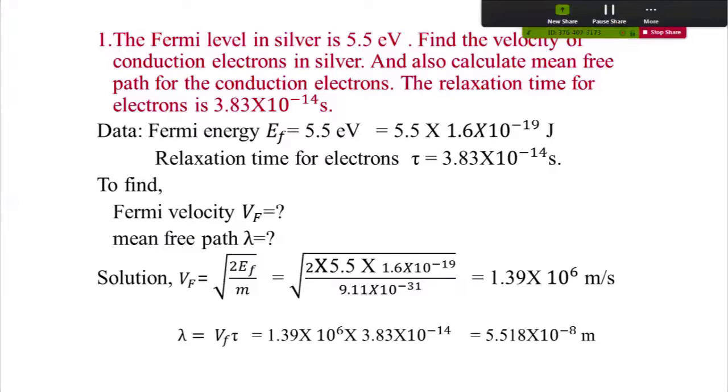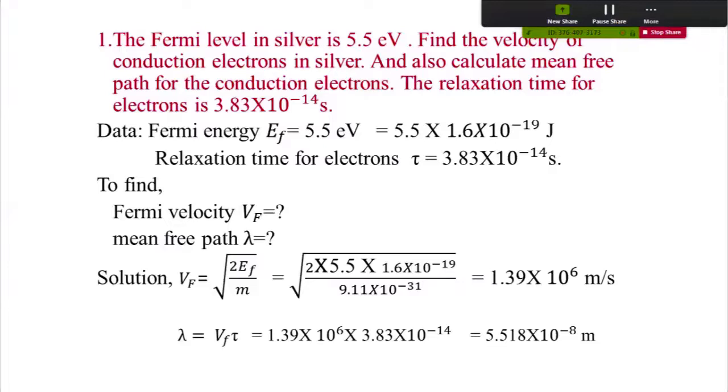Now for the second part, we need to calculate the mean free path. The mean free path formula is lambda equals Vf into tau. The Vf value we got is 1.39 into 10 to the power 6, into the tau value given in the data, 3.83 into 10 to the power minus 14. If you multiply Vf into tau, you will get 5.518 into 10 to the power minus 8 meter. This is the first problem. Hope you understand this one.